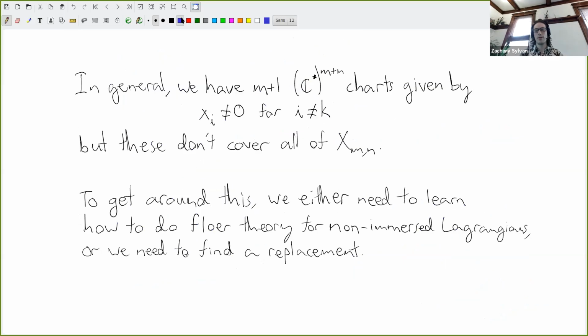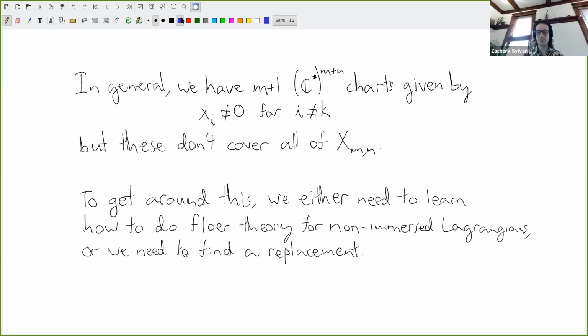So in general, we're going to have more charts. We're going to have m plus 1 of these C star to the m plus n charts. They're given by non-vanishing of all but one of the coordinates, and you get an obvious m plus n copies of C star. But just like in these easier cases, they're not going to cover all of XMN.